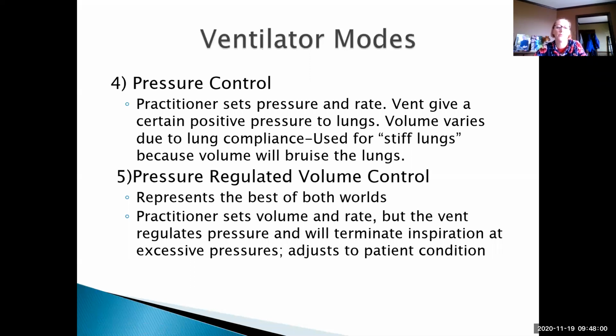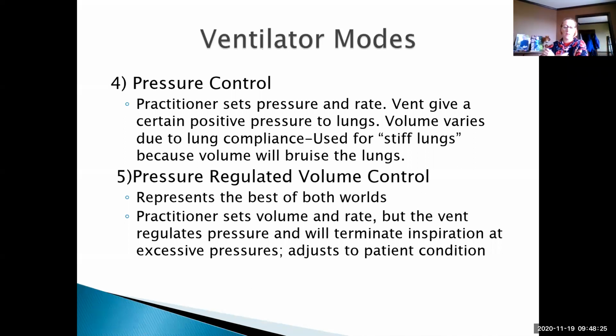So your pressure control is when the practitioner sets the pressure and the rate. The vent gives a certain positive pressure. The volume varies due to lung compliance. We use it more so with our stiff lungs or our ARDS patients that we'll talk about here in a little bit, and it can bruise the lungs. So some of these they have to be very careful with as far as the different volumes that they're giving.